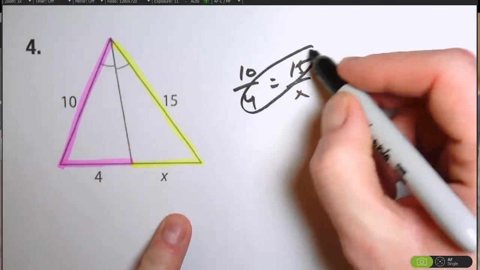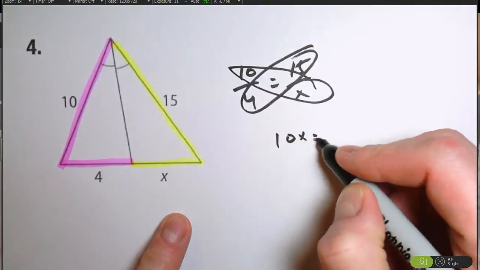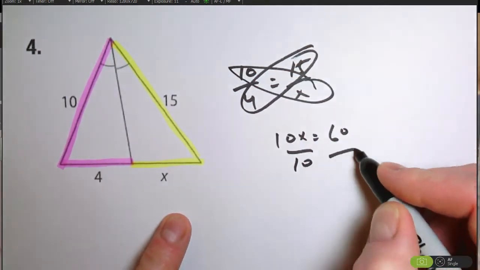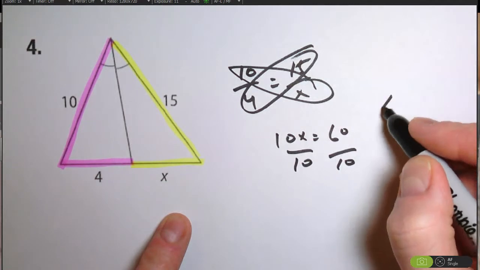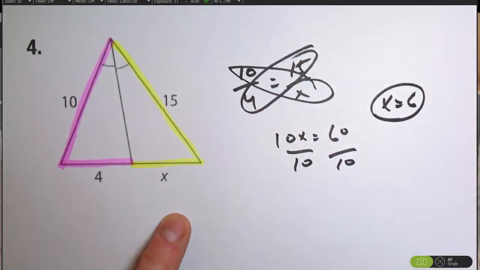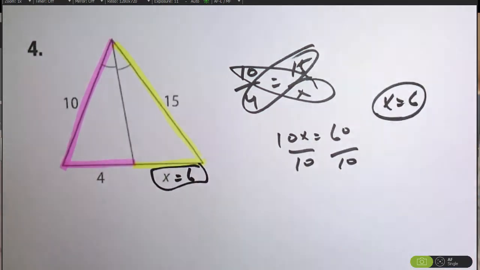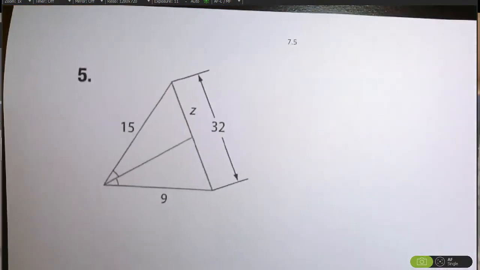Okay. Cross multiply. We get 10x equals 60. Divide by 10. x equals 6. So there we go. x is 6. Okay. Now the next one, number 5, is the same style of problem, but just a touch more difficult. They throw a little bit of a loop at us.